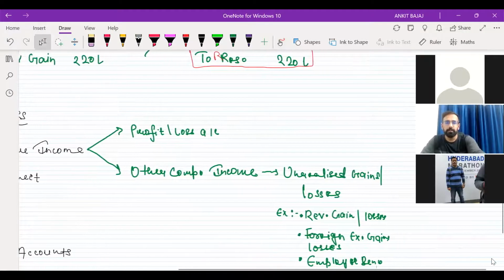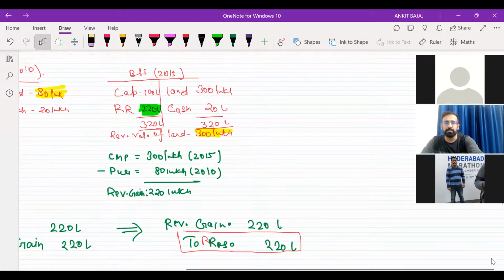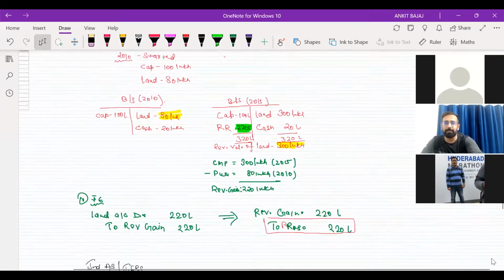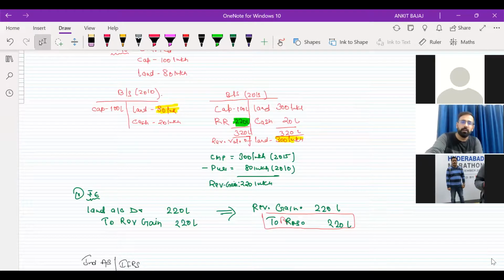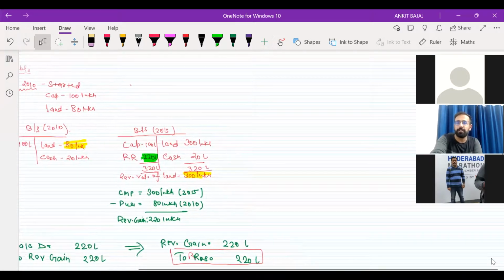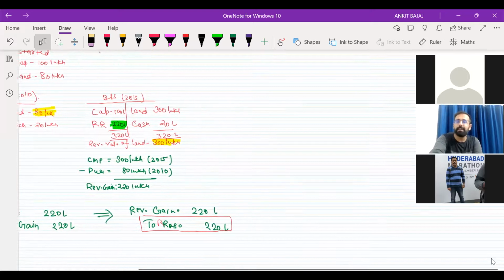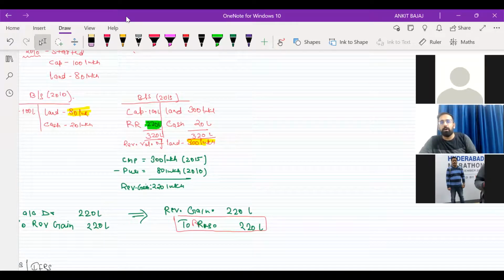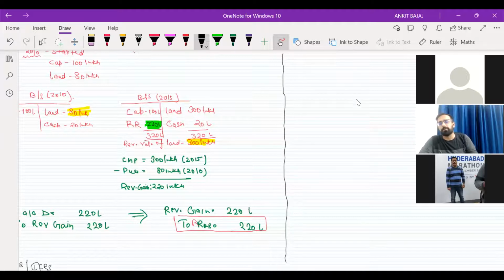Now, we will see the same example to understand this other comprehensive income concept in detail, right? There was a revaluation gain, and what we were doing was directly transferring that revaluation gain to the balance sheet without any effect on the profit and loss account. Now, when we are preparing books as per the new accounting rules, how will we show this transaction in the books of accounts? We have seen there is a revaluation gain of how much? 220 lakh rupees.